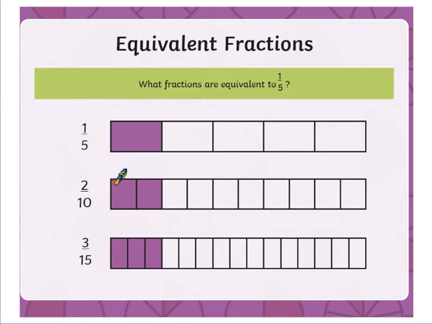Okay, and it's going up, the denominator is going up in 5s. So the next one, can you think what the next denominator would be in this sequence? The next one would be 20. Okay, and the numerator is going up in 1s, so the numerator would be 4. So all of these are equivalent fractions to 1/5. Okay, so equivalent fractions to 1/5, we've got 2/10, or we've got 3/15. These are all equivalent fractions.